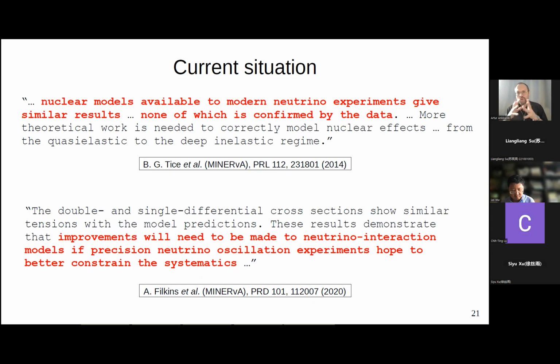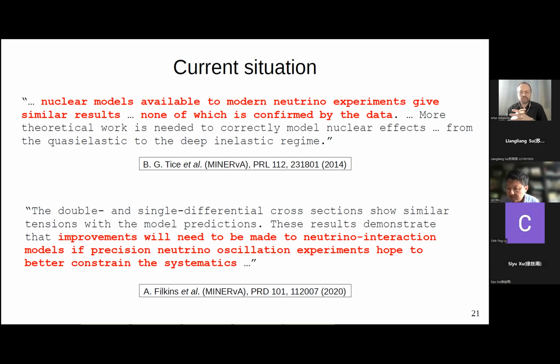To show you where we currently stand in Monte Carlo simulations of neutrino cross sections, I would like to refer to the results from the experiment MINERvA, which is a dedicated experiment measuring neutrino cross sections at Fermilab, with kinematics very similar to that in DUNE. So MINERvA finds, for example, in this paper from 2014, that nuclear models available to modern neutrino experiments give similar results, but none of them is confirmed by the data. So more theoretical work is needed to correctly model nuclear effects in the whole regime relevant to oscillation experiments.